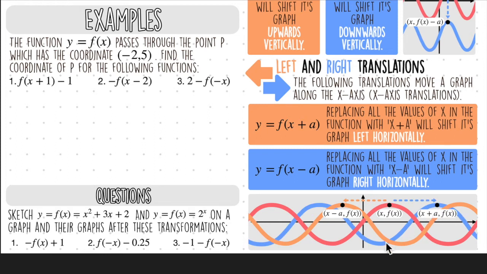And that can be seen by this blue line. Again, we like to look at points. This is the original point and its coordinate. If we shift our graph to the right by a, this point moves to here and its coordinate becomes this, x plus a, comma, f of x.